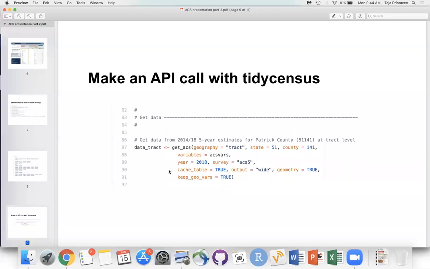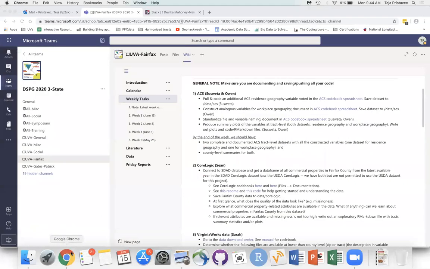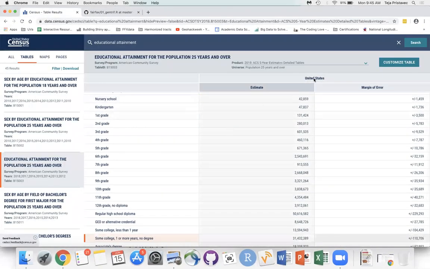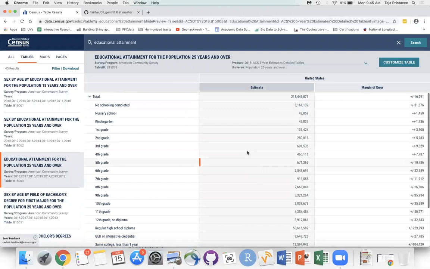But basically, this would be your standard minimum set of things that you would want to include in your API call. And this will retrieve this information that we were looking at in my other window here, right? Except in my case, it will get it for Patrick County, Virginia, not for the United States. This is just so I can see what the data looks like.